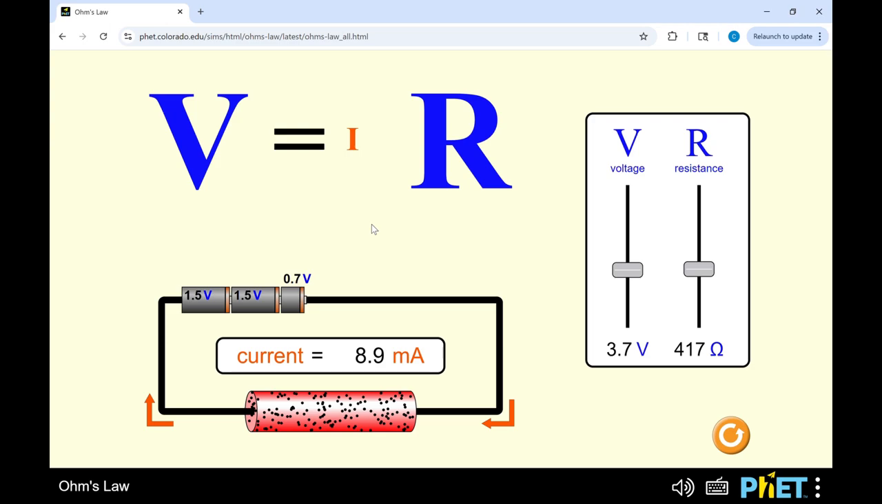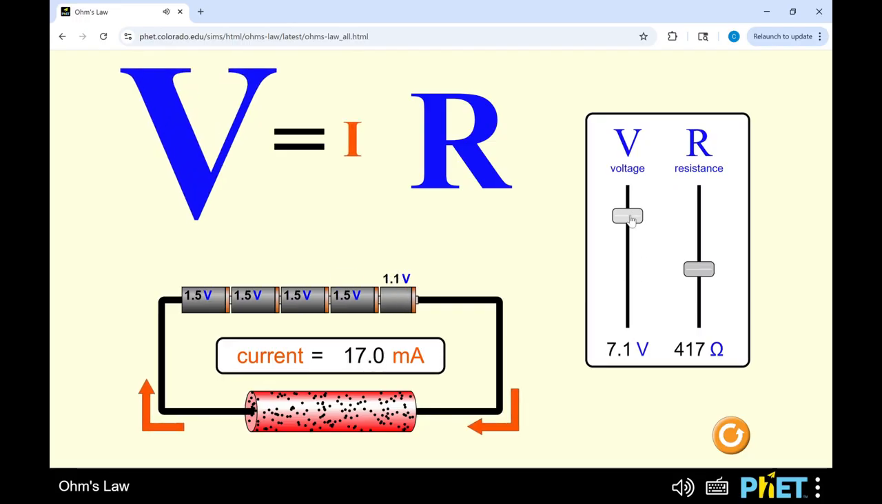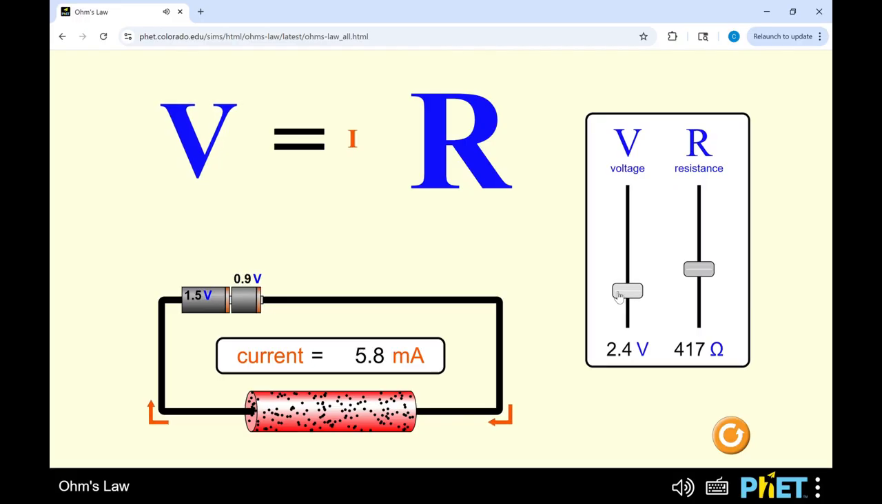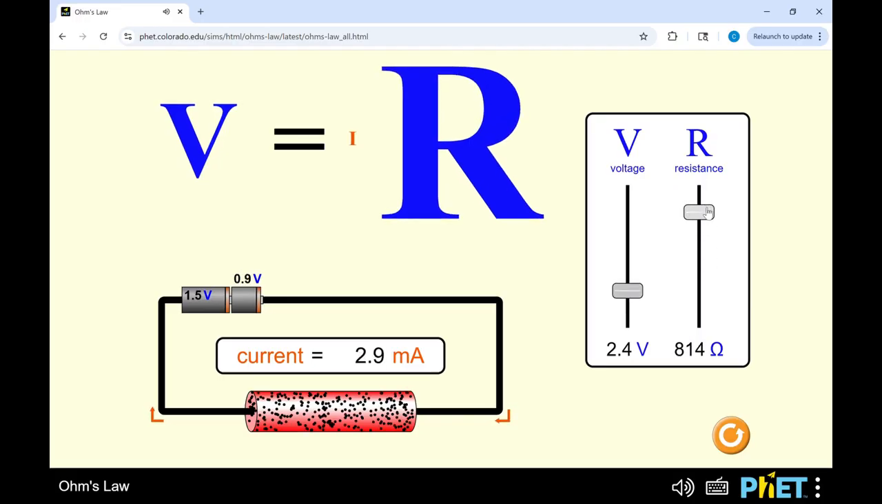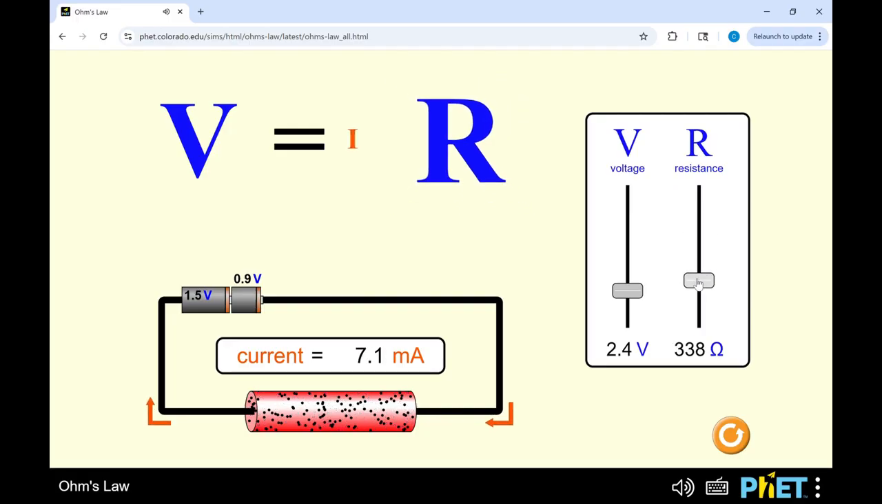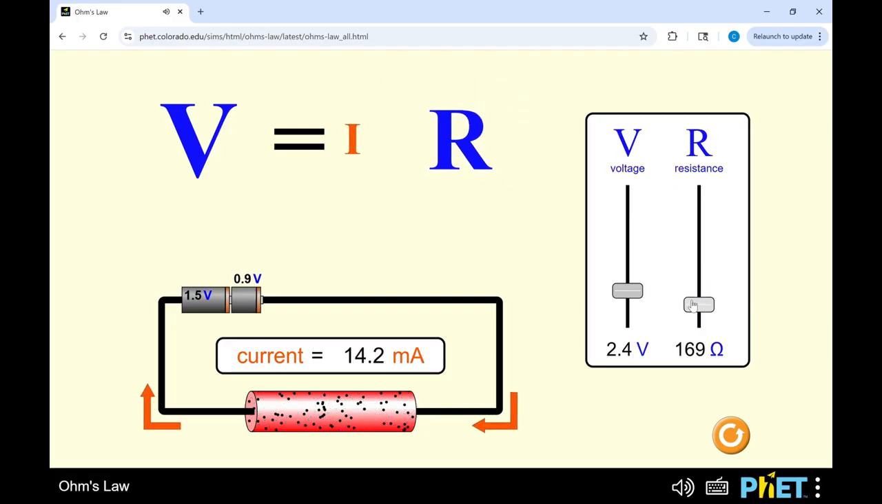In this simulation, we have a simulation for Ohm's law. You can see by this formula V equals IR that these components are linearly proportional. As you increase the voltage, it increases the number of batteries in the circuit and current increases proportionally. As you decrease the voltage, it follows likewise. Then if you increase resistance, current decreases, and if you decrease it, current increases.